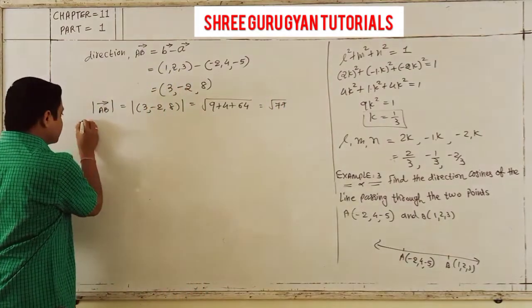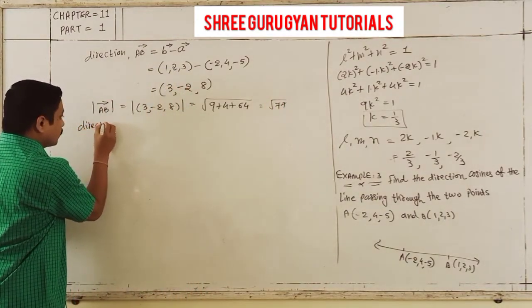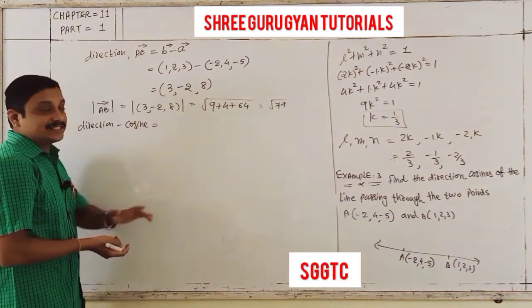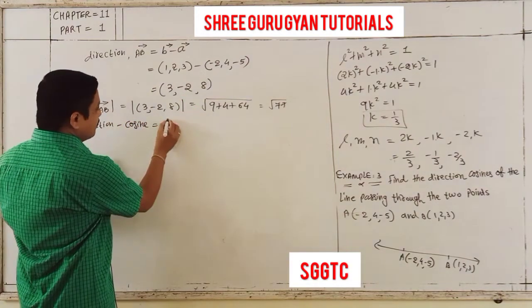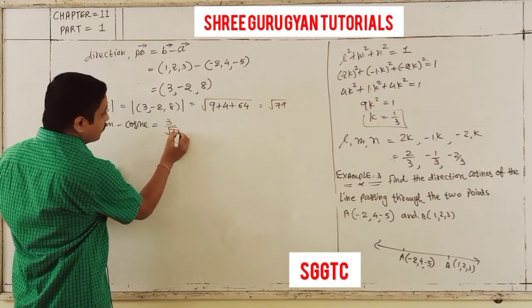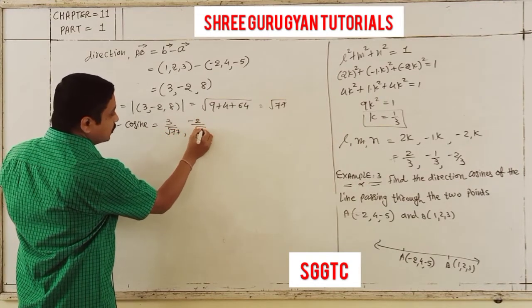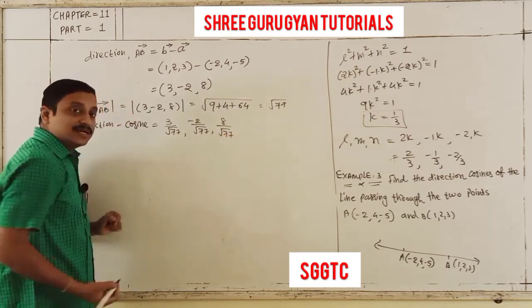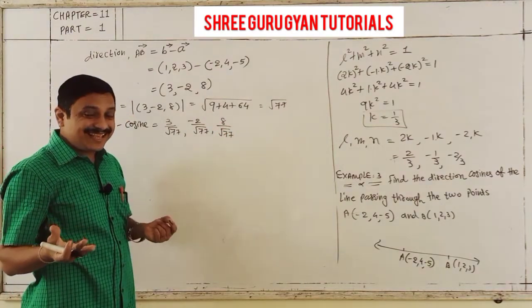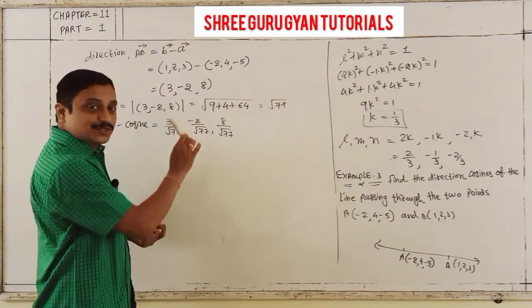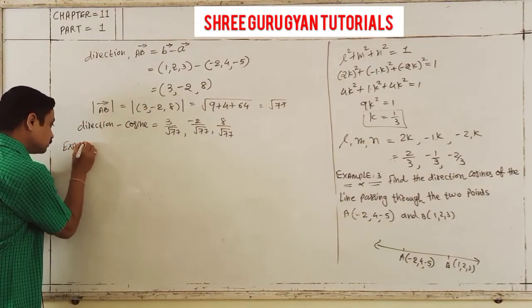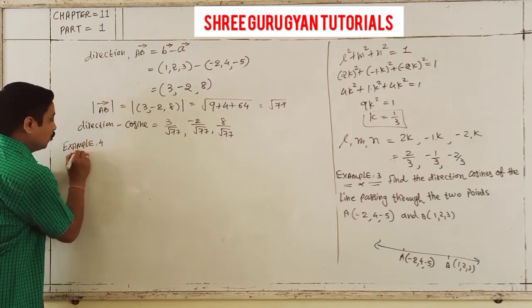So direction cosines are very easy, divide these numbers by it. So 3 by root 77, comma, -2 by root 77, comma, 8 by root 77. It's very easy and simple, students. Here this question is done. Now example number 4.